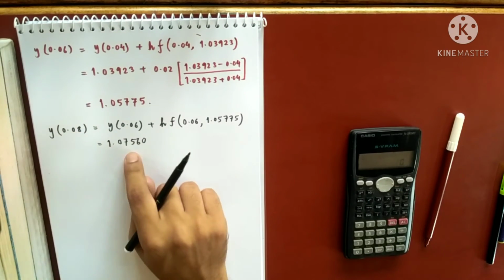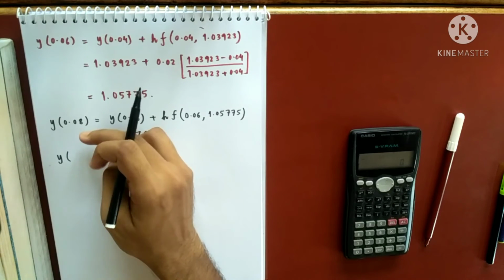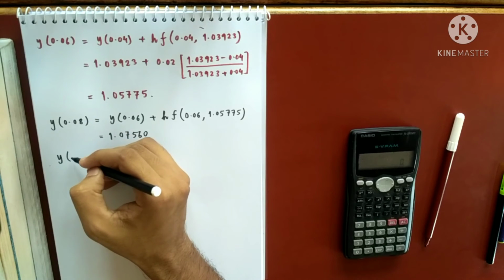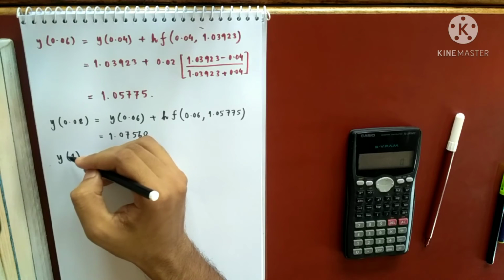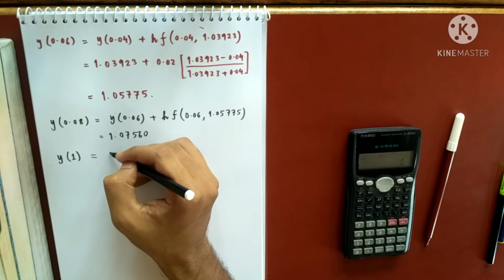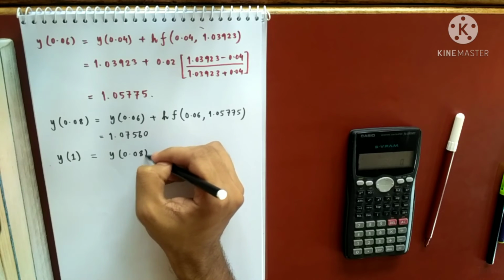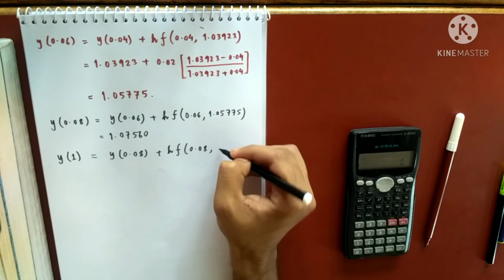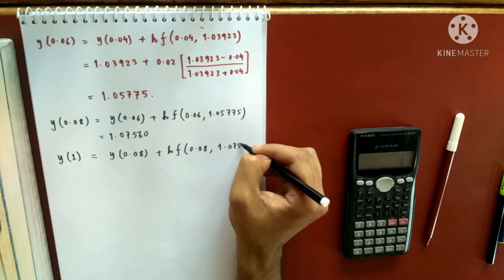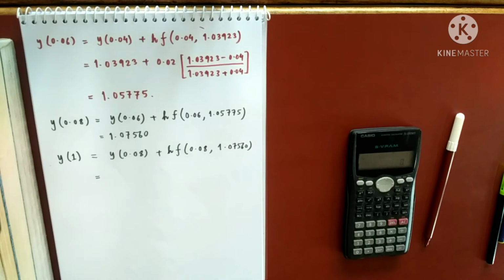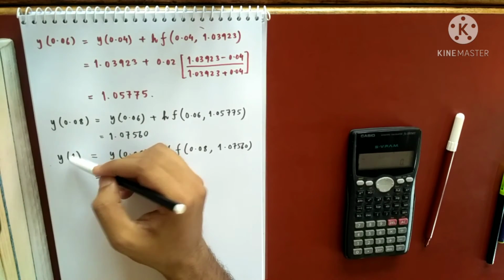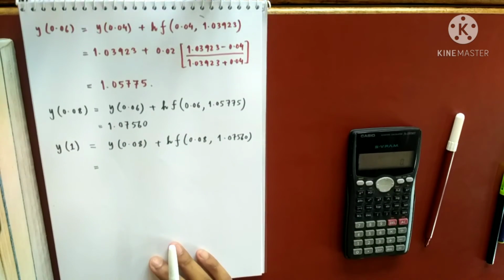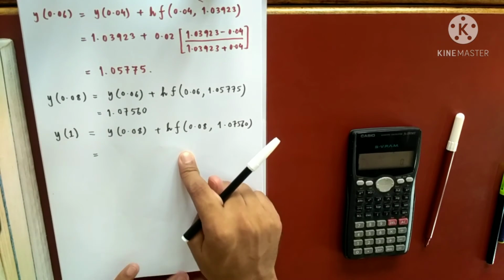So this will be your y of 0.08, and lastly, when you add 0.02 here, it will be y of 1. And this we were supposed to find. This is nothing but y at 0.08 plus h times f of 0.08 comma 1.07560. Please tell me after computing this. How has it become y of 1? Because if I add 0.02 here, it will become 1 for sure. So tell me what the value is, and this will be your answer, because you are supposed to find y1.